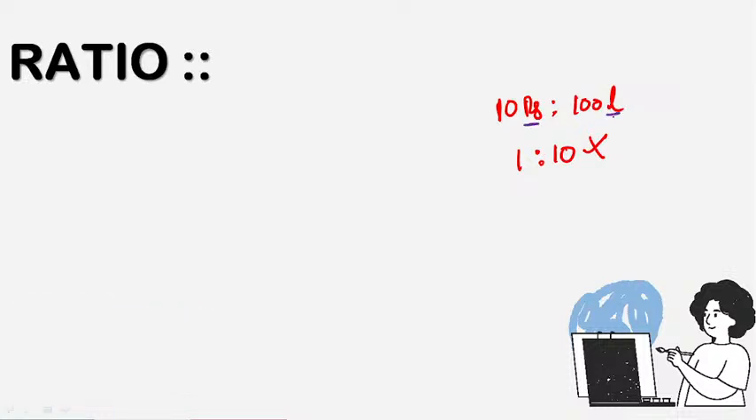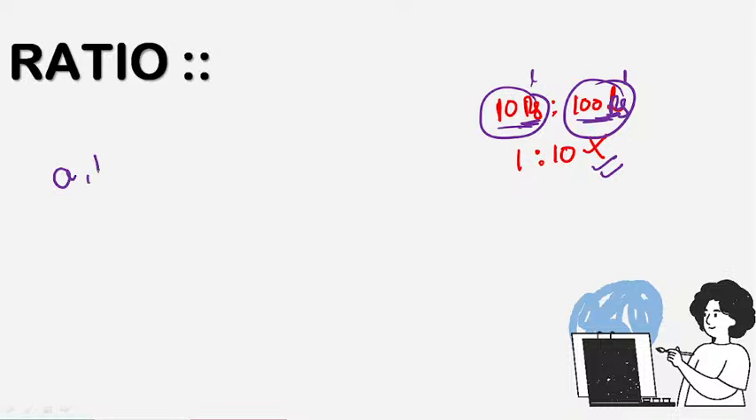How can you cancel rupees and liters, guys? Can we cancel rupees and liters? No. For example, 10 rupees and 100 rupees, then the answer is 1 is to 10. For example, 10 liters and 100 liters, then the answer is 1 is to 10. So 10 rupees is one quantity, 100 rupees is another quantity, so the two quantities have the same units. Two quantities of the same units is called the ratio.